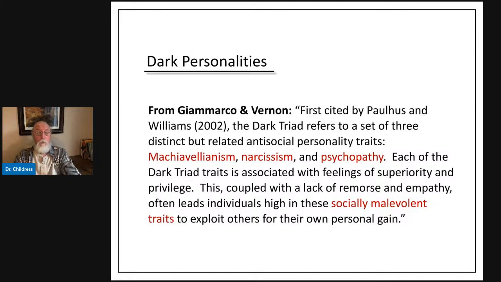So just a description of a dark triad. First cited by Paulhus and Williams, the dark triad refers to a set of three distinct but related antisocial personality traits: Machiavellianism, narcissism, and psychopathy. Each of the dark triad traits is associated with feelings of superiority and privilege. This, coupled with a lack of remorse and empathy, often leads these individuals, high in these socially malevolent traits, to exploit others for their own personal gain.